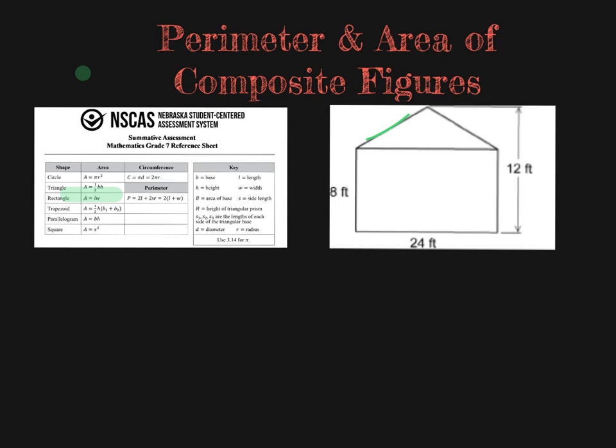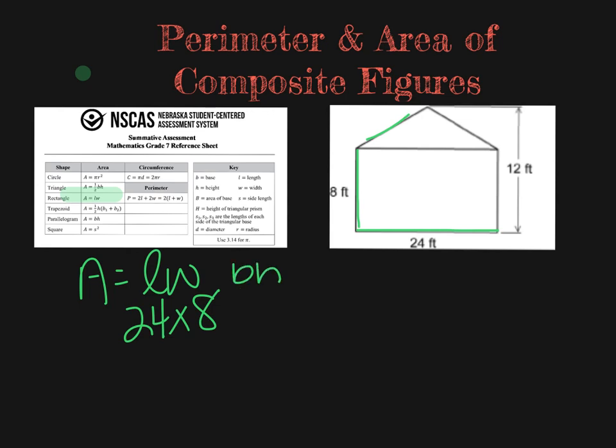And for a rectangle, area is equal to length times width. And here is my rectangle. My length is 24. And my width is 8. Remember, you can also substitute base times height if you want to do that instead. You do the multiplication. 24 times 8 is 192. So the area of this piece right here is 192 feet squared.